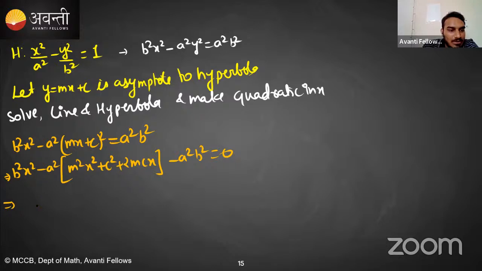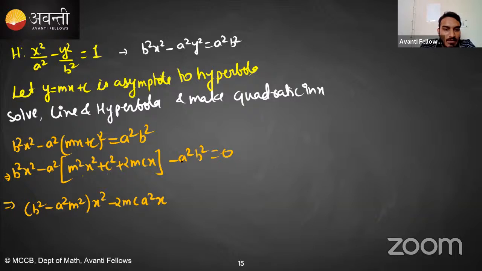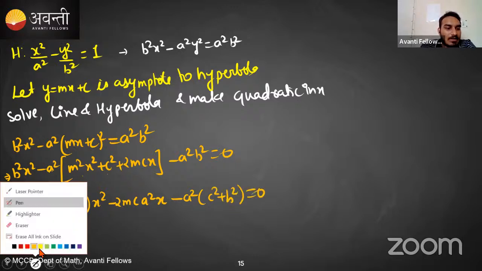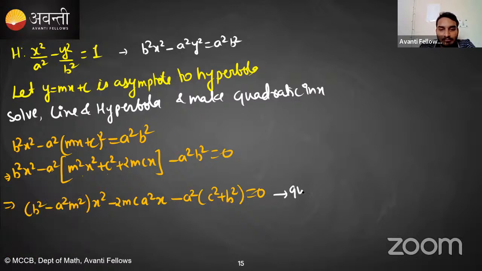I'm just solving the curve and the line, nothing new. What is the coefficient of x square? From here b square, and from here a square m square, so b square minus a square m square into x square. The coefficient of x is minus 2mc a square, and the constant term is minus a square c square minus a square b square, so minus a square (c square plus b square) is equal to 0. So this is a quadratic in x. Is this clear so far? Any doubt?